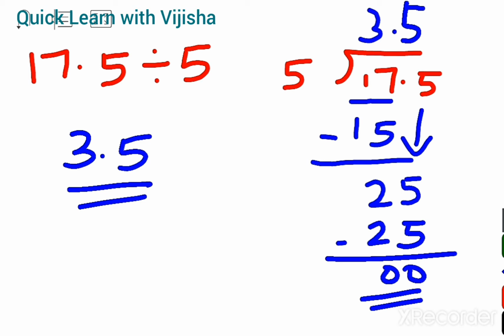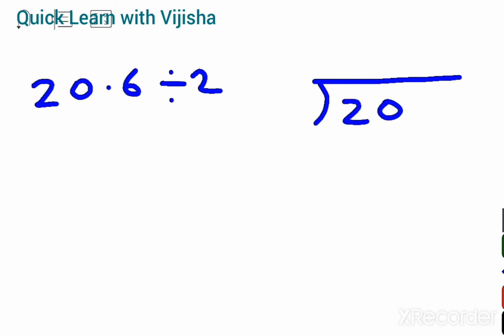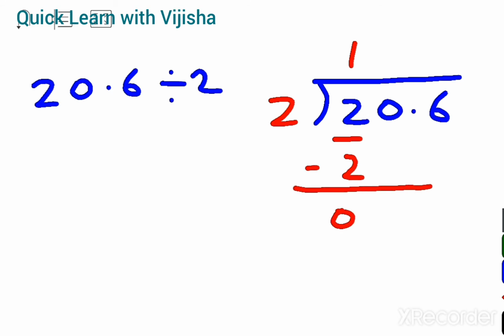Let's see the third question. 20.6 divided by 2. Now 2 1s will give you the value as 2. 0. We'll take the next number, it is already 0. We will put a 0 here. No need to do the division down.